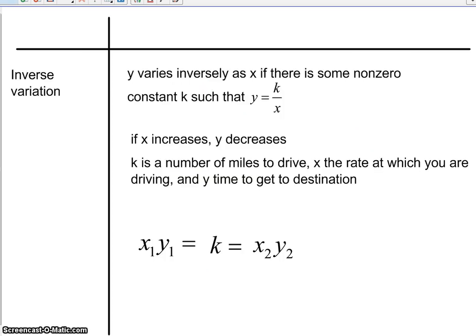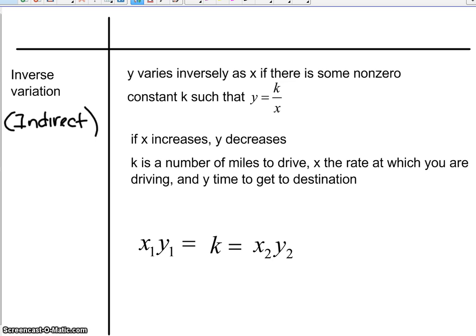All right, second type, inverse. Sometimes people think about inverse as opposite, so what we can think about with inverse is that as x gets bigger, y is going to get smaller, or vice versa. Sometimes we'll talk about this as indirect, and then it kind of matches in with the direct idea.